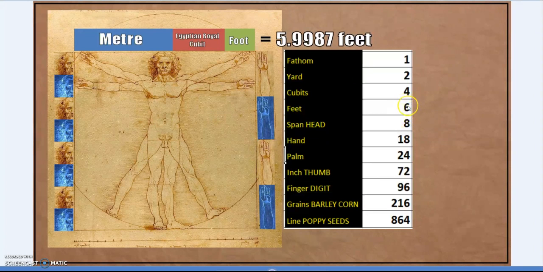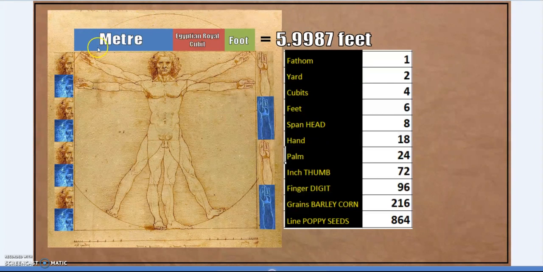So 6 divided by 2 is 3. 8 divided by 2 is 4. It's a 4 to 3 ratio. It's the perfect fourth in music. Now there's also the 2 to 1 scale. So in music theory, we also have these connections in weights and measure systems.